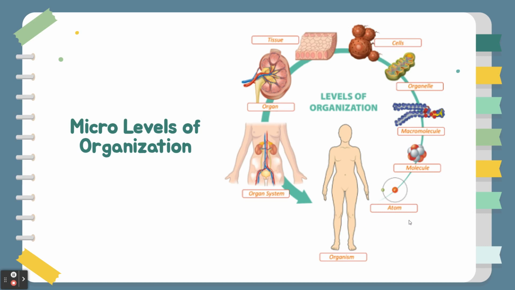We're starting at atom. Atoms are the basic unit of matter, and they combine to make up molecules. For example, carbon dioxide, which is a molecule, consists of one carbon atom bound to two oxygen atoms. So CO2 is a molecule made up of carbon and oxygen atoms. Molecules then combine to create macromolecules, such as the proteins, lipids, carbs, and nucleic acids we discussed in Unit 2.